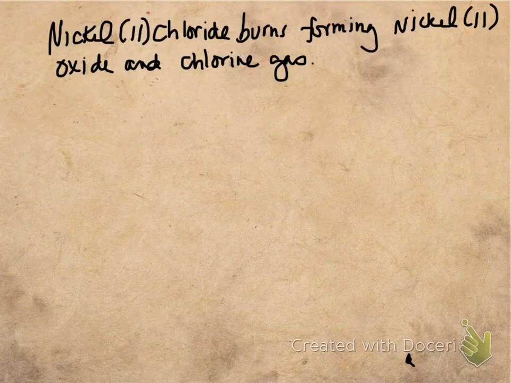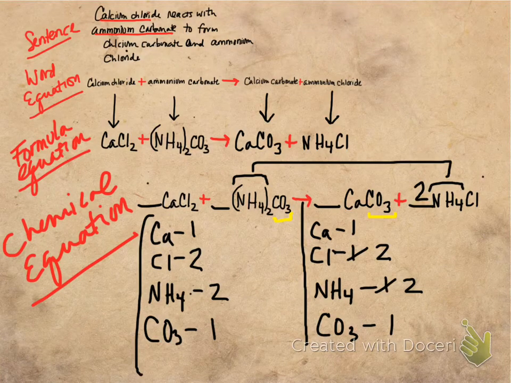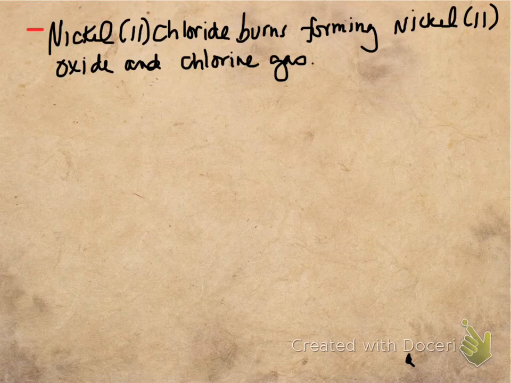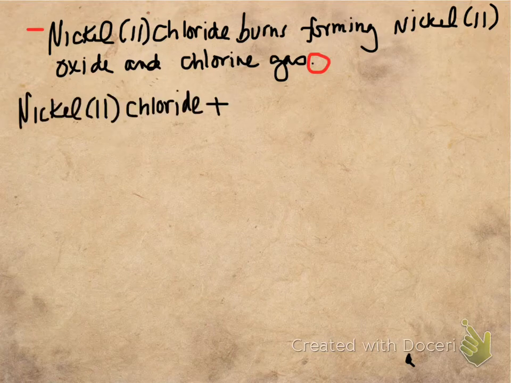Okay, we'll start off with a sentence. Notice that there are no chemical formulas and no symbols. It's got a capital letter at the beginning and a period at the end. Yep, it's a sentence. So from this, let's write a word equation. Nickel 2 chloride burns, forming nickel 2 oxide and chlorine gas. But what's the other reactant?